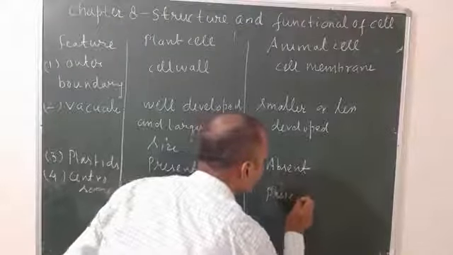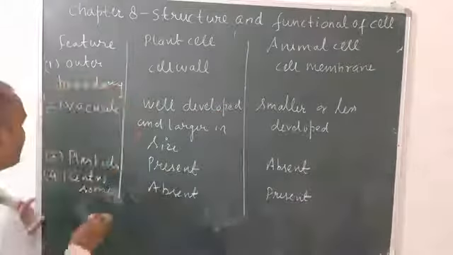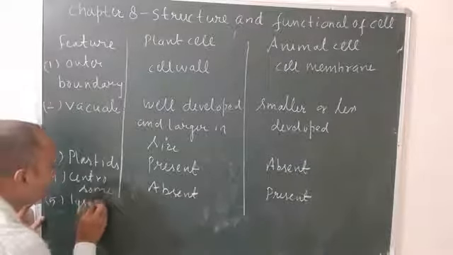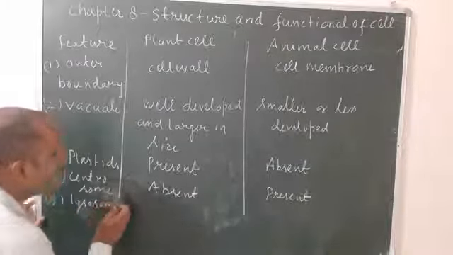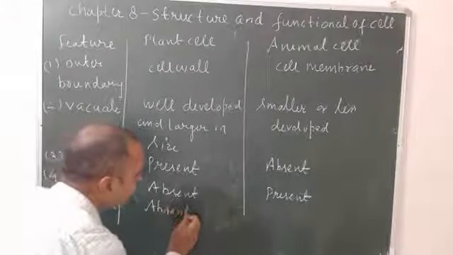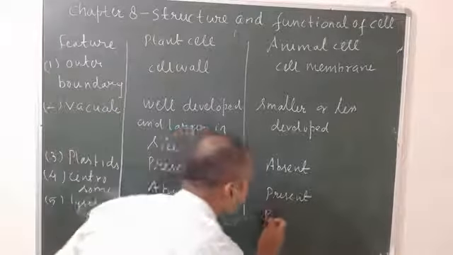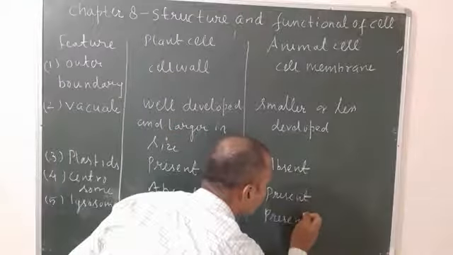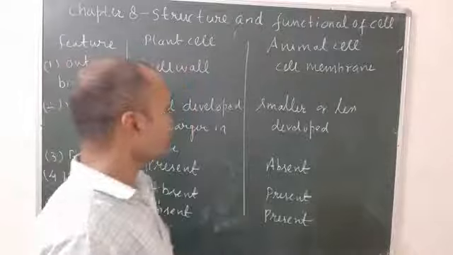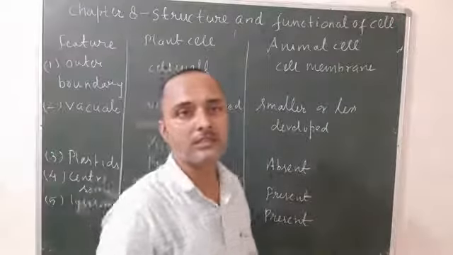And one more, that is the last difference, that is lysosome. The lysosome is again absent in plant cell and present in animal cell. So this is the basic difference between plant cell and animal cell. Okay. So once again, revise. This is the last topic.